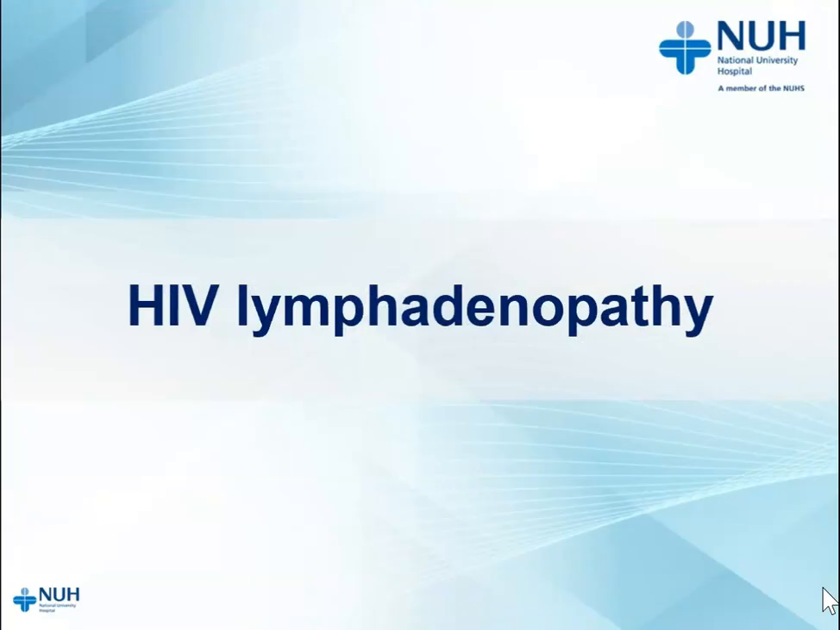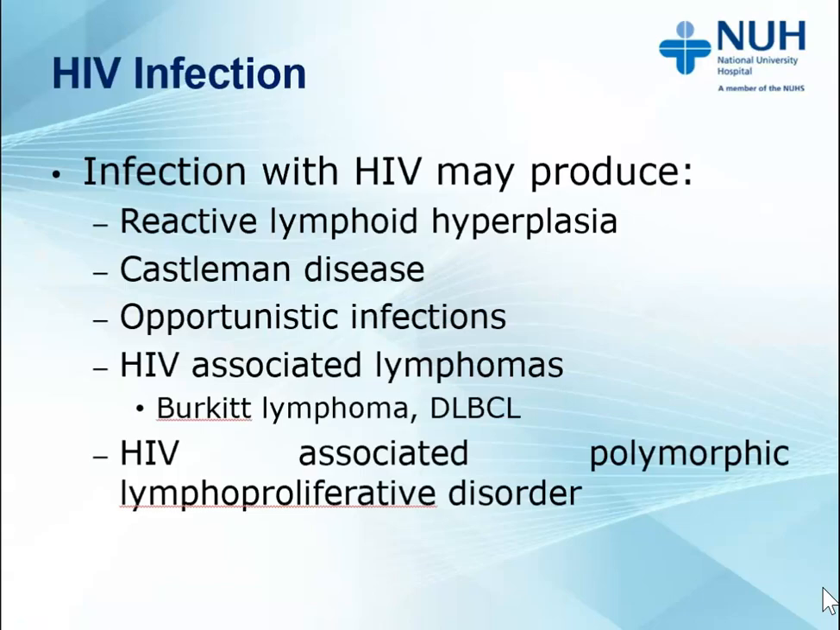Next, we look at HIV-associated lymphadenopathy. HIV infection may present with different pathological features. It may present as a reactive lymphoid hyperplasia, as Castleman's disease, usually of the plasma cell variant type. Opportunistic infections are common in HIV, or an HIV-associated lymphoma such as Burkitt lymphoma or diffuse large B-cell lymphoma may be seen. Or it may present with an intermediate phase as HIV-associated polymorphic lymphoproliferative disorder.